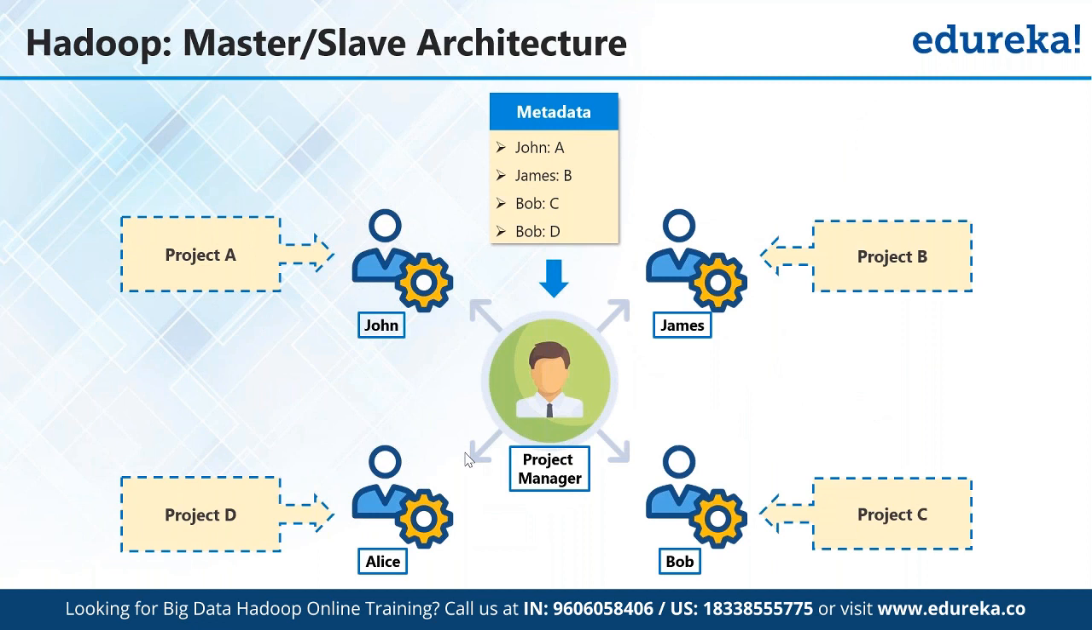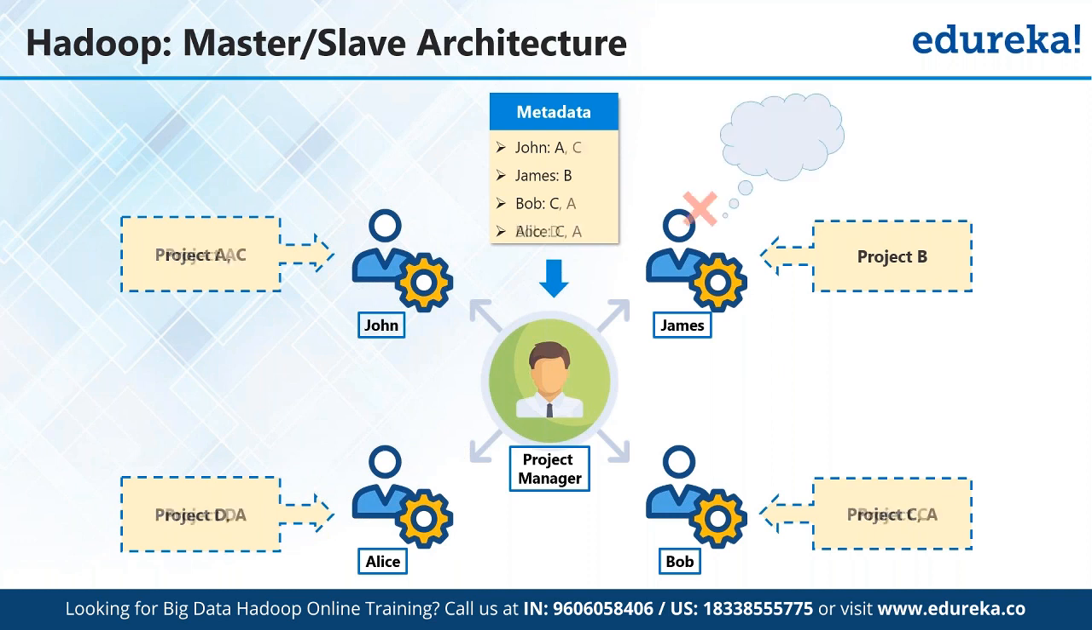You see the project manager, John, James, and then Alice and Bob. These are four people who are working on the project, let's say on four different projects, A, B, C, D, and the project manager is monitoring these four projects. So what is metadata? In master slave architecture, the master, the manager, knows the metadata, the information: John is working on A, James on B, Alice on C, Bob on D.